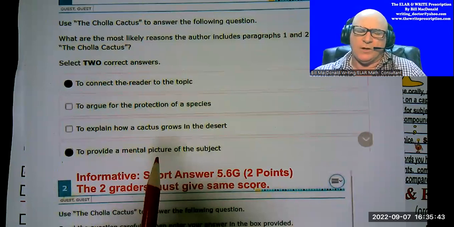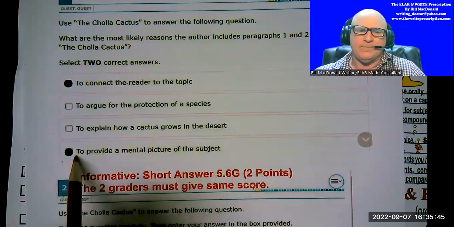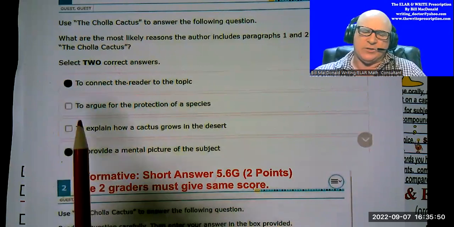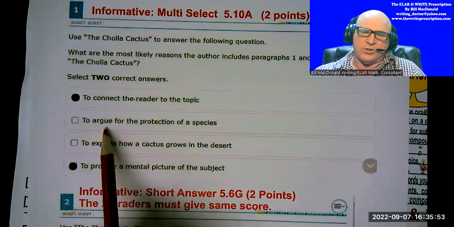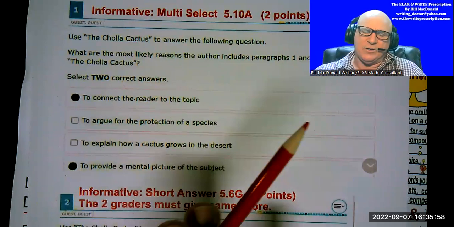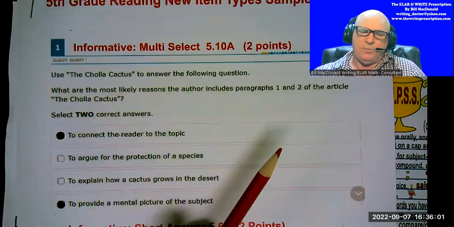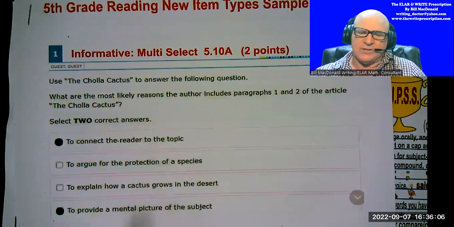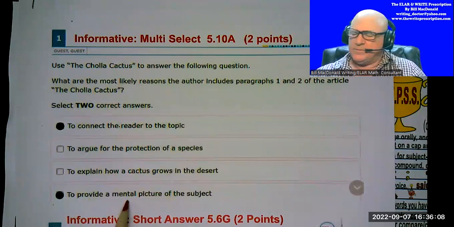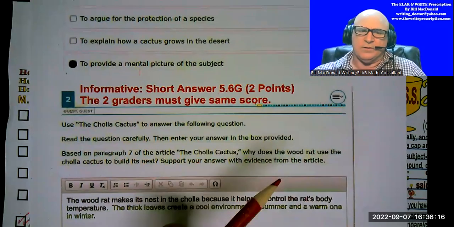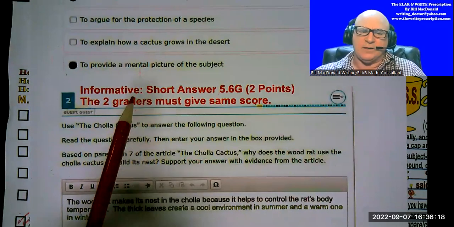So in this question, they decided to spend the first question doing a multi-select, and the students had to choose what they thought were the 2 reasons. And so probably paragraph 1 would have been to connect the reader and attention getter, and paragraph 2, they were painting a picture with imagery to establish the setting using the senses. Okay. Number 2, informative. It was an informative genre passage, just like number 1, same passage.